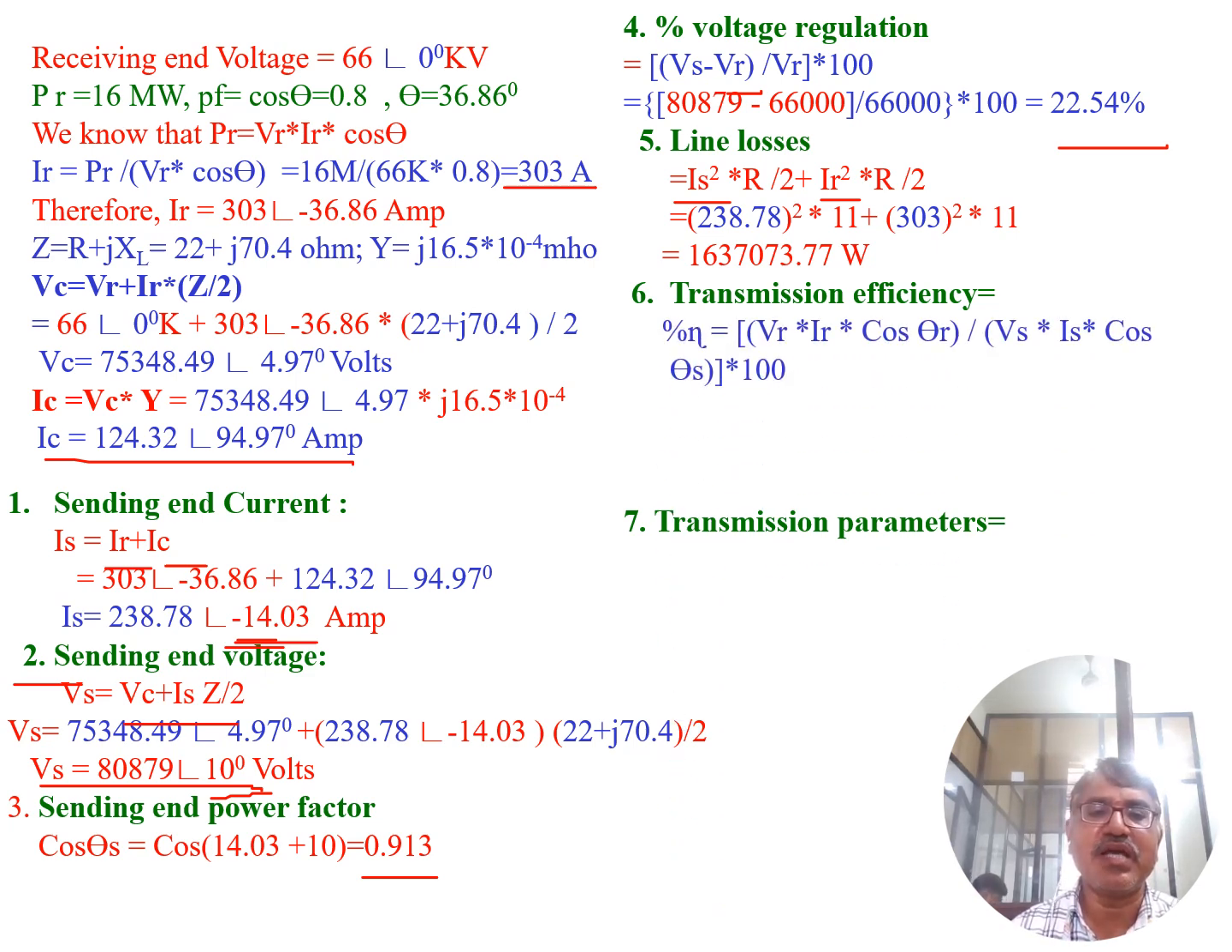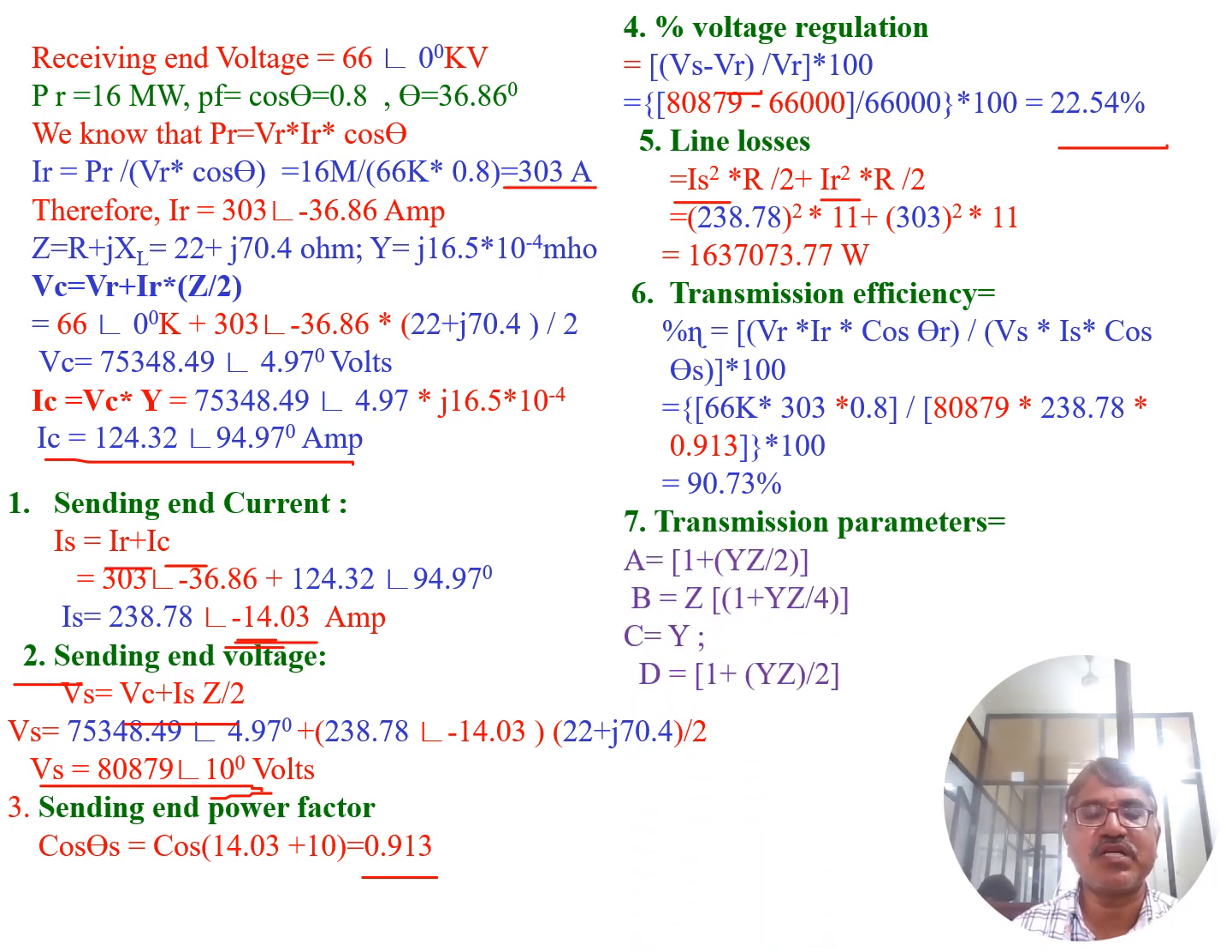Again, what is the transmission efficiency formula? It is VR IR cos theta R divided by VS IS cos theta S. Substitute all those values here. Therefore, after the substitution of the values, we will get the transmission efficiency as 90.73%. Then we know the formulas of the transmission parameters in the case of the nominal network, that is A equal to 1 plus YZ/2, B is equal to Z into 1 plus YZ/4, C is equal to Y, D is equal to 1 plus YZ/2. Just substitute the Z and Y values in this formula, and we will get the corresponding parameters.